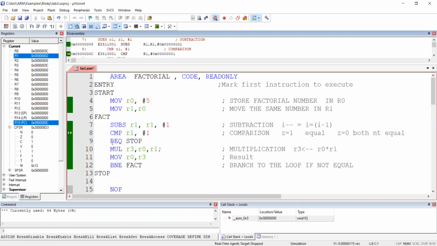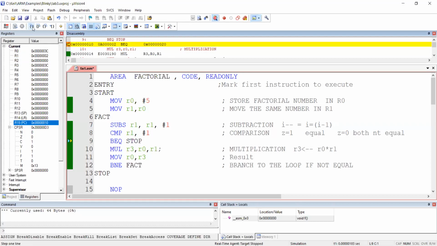If it does not go to stop, which line number will execute next? 10th. You are right. So let us check whether the 10th line will execute. Yes, correct. So what is the present R0 and present R1 multiplication? Present R0 3C, present R1 2. 3C into 2. 7, 8. You are right. So 7, 8 is the answer.